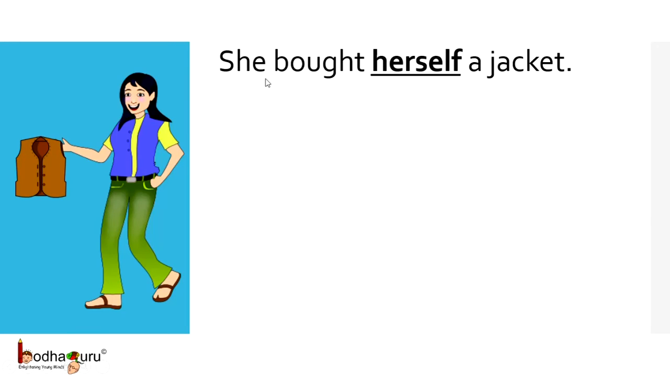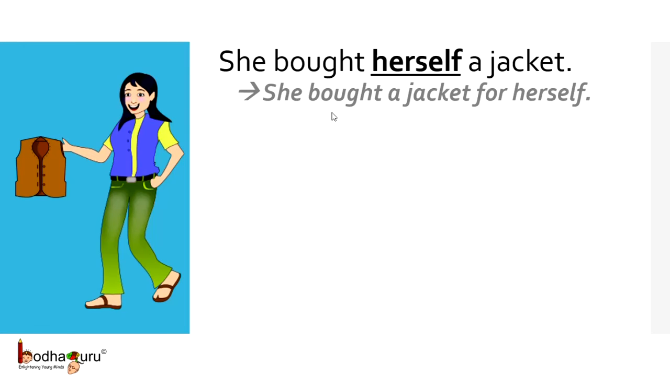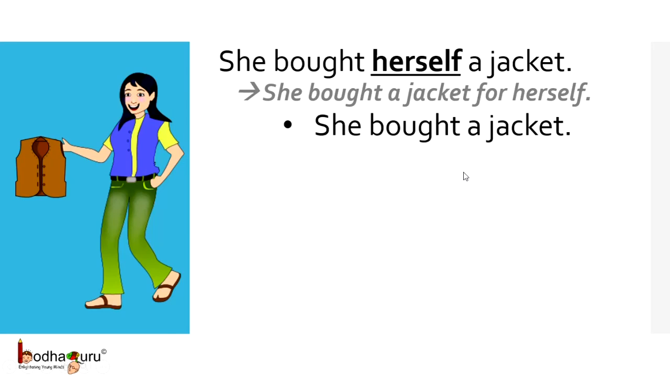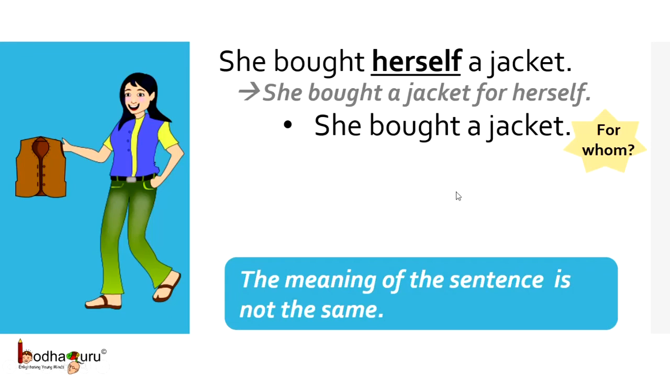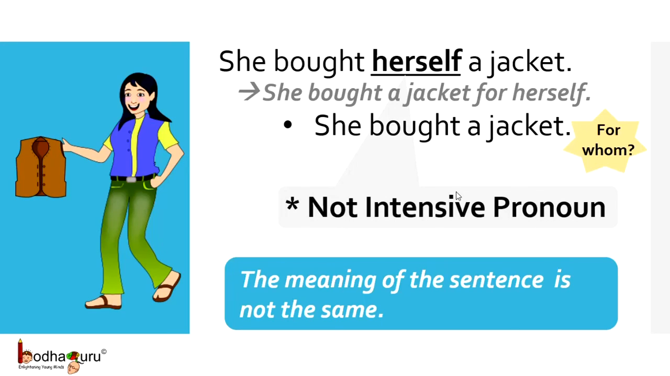Now let's see the third case. She bought herself a jacket. Now what is the meaning of this sentence? The meaning of the sentence is she bought a jacket for herself. Now if we were to drop herself from this sentence, what do we get? We get she bought a jacket. The sentence is correct, but the information is lost: for whom the jacket was bought. The meaning of the sentence is not the same. So we can say this is not an intensive pronoun.